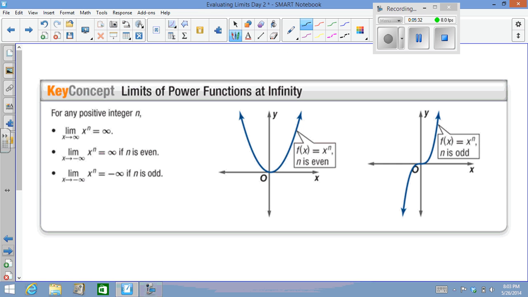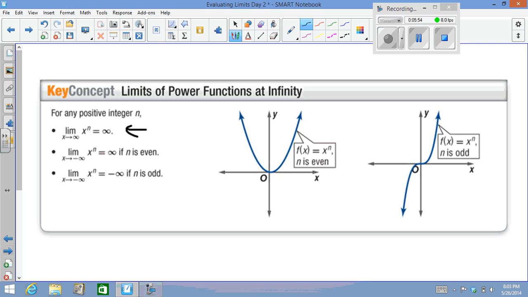Then I can have the limits of a power function at infinity. Whenever I have something that's raised to a power, like an x raised to a power, and the limit is approaching infinity, it's just going to keep getting larger and larger and larger. If it keeps getting larger and larger, that means my limit is going to be infinity. So that's what you find when you have something like that.